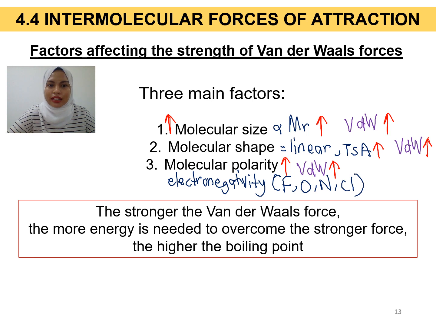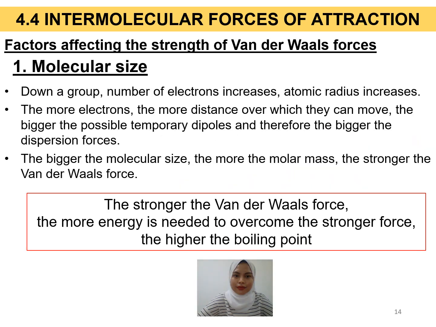Okay, sebab kenapa? Bila van der Waals forces tu stronger, therefore it's hard to break the bond and more energy is needed to overcome the stronger force, and the higher the boiling point of the molecule. Okay, kalau faktor molecular size ni, you boleh tengok faktor atom tu kalau dia, let's say dia down the group, ikutlah n size kan, down the group, number of shell bertambah, shielding effect bertambah, attraction berkurang, atomic size, the atomic radius of the atom will be increased.